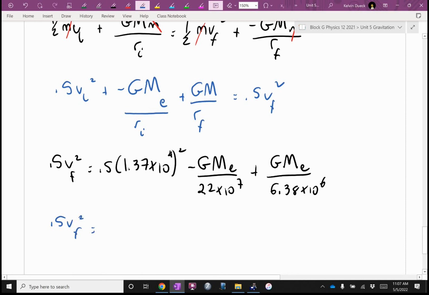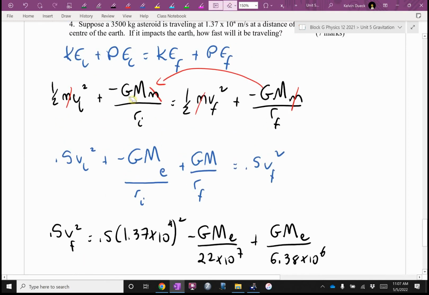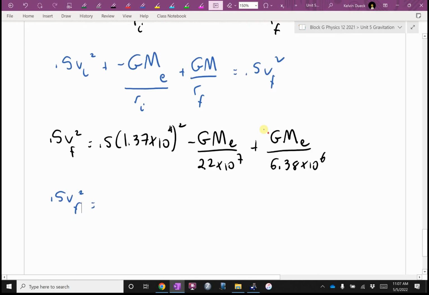0.5 VF squared. By the way, what if they wanted me to get one of the R's by itself? They wouldn't ask R final because that's the radius of the Earth. What if they said, here's how fast it hit the Earth, how far out did it start? I would again do something similar. I would get this term by itself, so I would move the 0.5 V squared over, and once I turned the whole side into a number, only then would I get the R by itself by going stuff moves diagonally. Because up until then, I wouldn't have one fraction equals one fraction. I would have several fractions equal several fractions, and stuff does not move diagonally then.